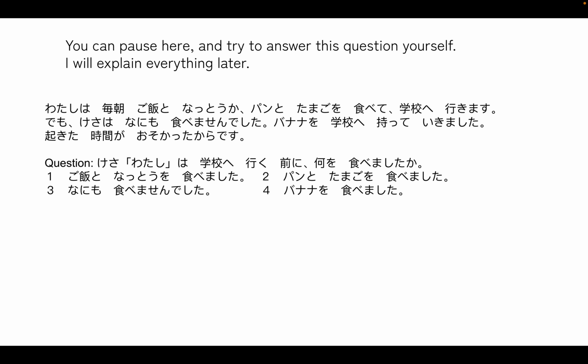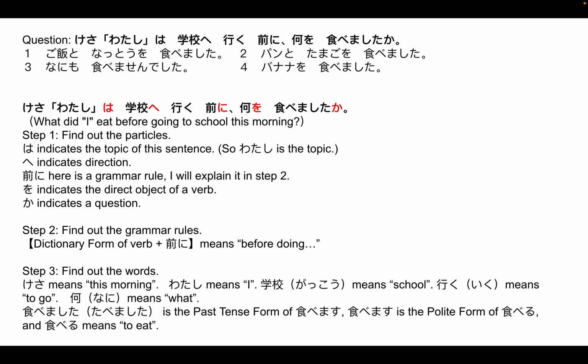I will explain everything later. 今朝私は学校へ行く前に何を食べましたか Wa indicates the topic of this sentence, so watashi is the topic. He indicates direction. Mae here is a grammar rule. I will explain in step 2. Wo indicates the direct object of a verb. Ka indicates a question.